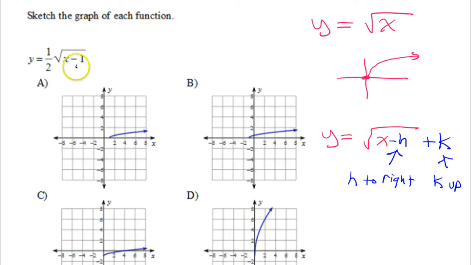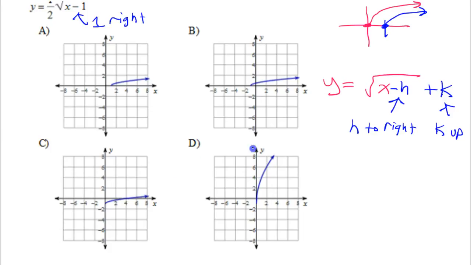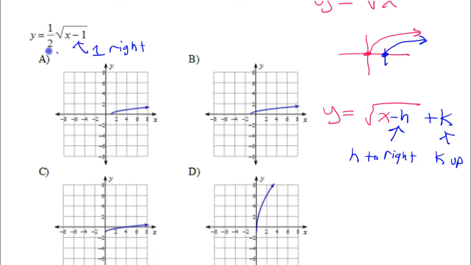So, when I see this -1, that's like the h. So this tells me that this is going to move 1 unit to the right. Again, if this had been a +1, it would have been to the left. And there's nothing being added or subtracted on the end. There's no k. So the graph is not going to move up or down. So if I imagine this, and I imagine it moving 1 unit to the right, that's what I'm looking for. And that's what I see in A. Let's see if anything else is also doing that. Nope. A is the only one, so the answer is A.